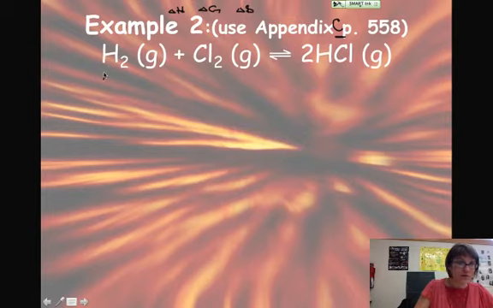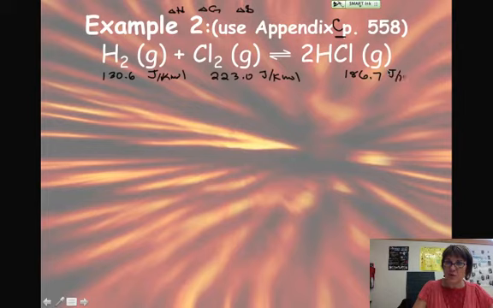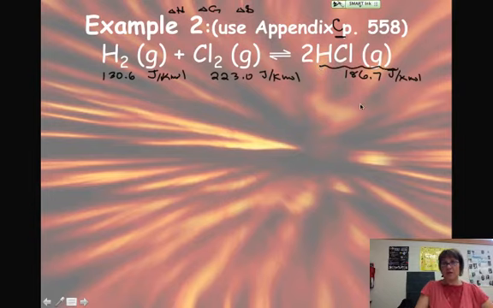So for hydrogen gas, delta S is 130.6 joules per Kelvin mole. And then chlorine gas, make sure you pay attention to phase, is 223.0 joules per K·mol. And hydrogen chloride is 186.7 joules per K·mol. Remember, when HCl is in a gas form, it's not hydrochloric acid, not until it dissolves in water. So we call it hydrogen chloride. So watch the phases and make sure you get the right values from your book.